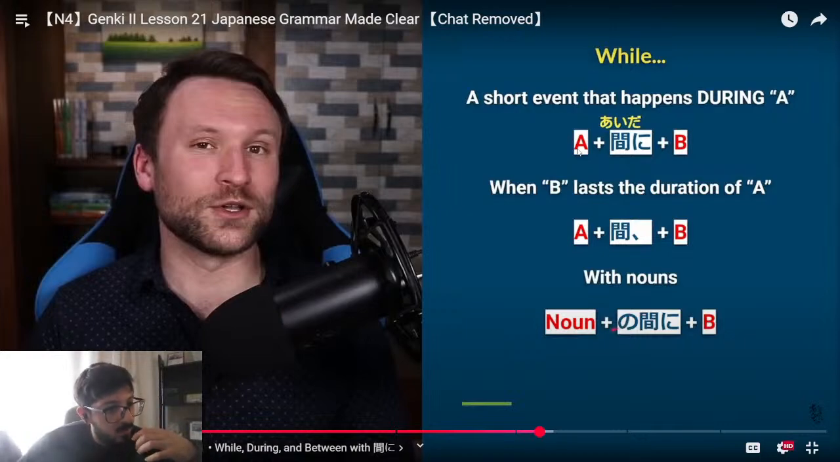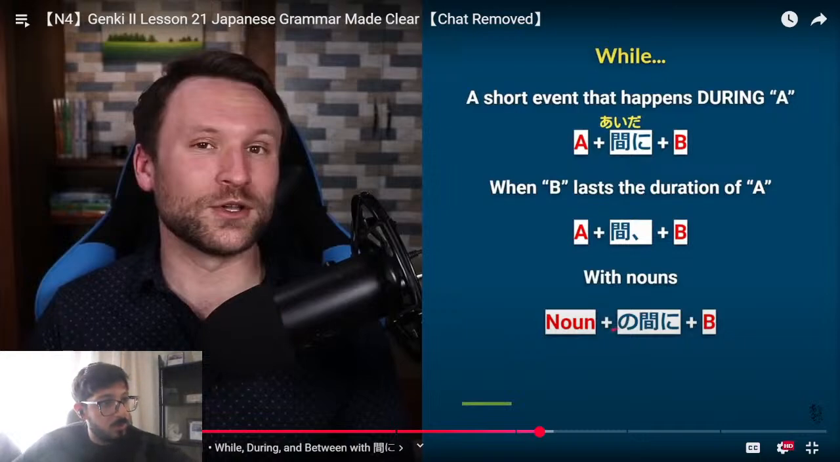But I didn't hide under the table before the earthquake. Yeah, that's right. So I hid in between the table during the... But maybe we can use A. So B, I hid below the table at the same time as the earthquake. I hid under the table for the entire duration of the earthquake. So we need to remove the ni.